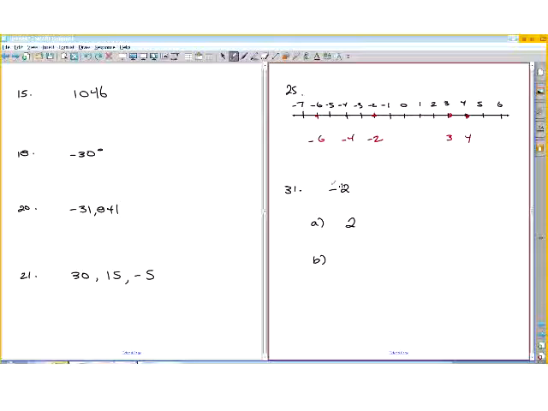And then B, the absolute value is you just get rid of the negative sign. So if it's negative, it becomes positive. If it's positive, it stays positive. And so the answer is going to be positive 2 in both cases.